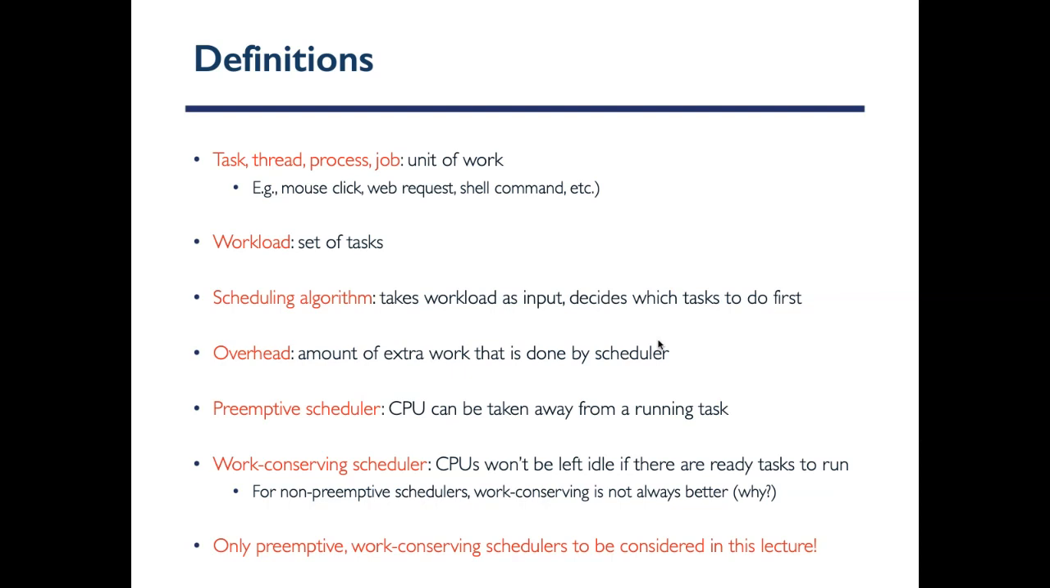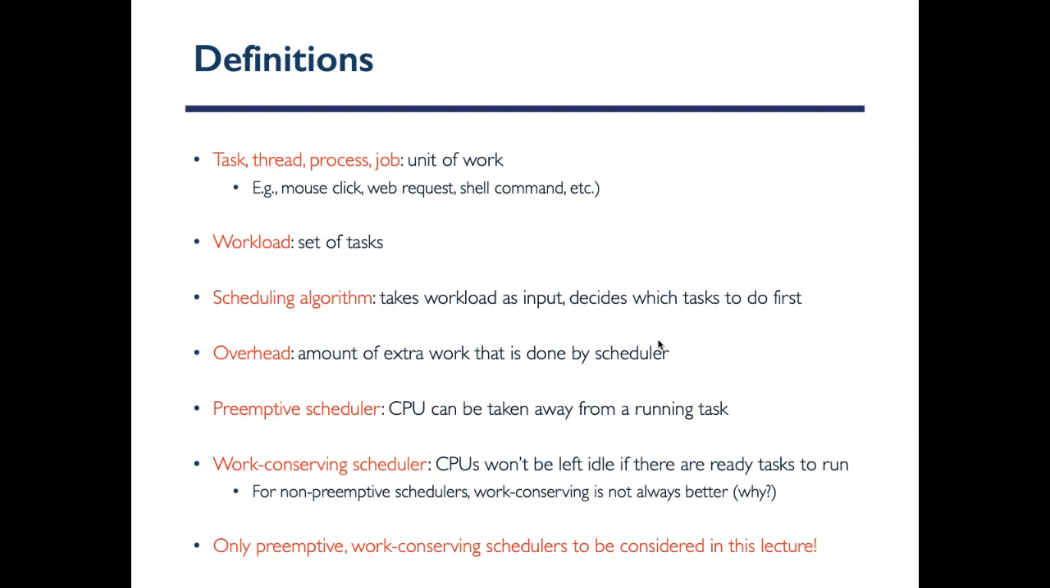And then we talk about workload. Workload includes a bunch of tasks. So it's a set of tasks that are given to a scheduler to schedule. Now, what is a scheduling algorithm? Basically, it's an algorithm that generates a schedule that tells you, given the workload, given the set of tasks, how they're going to be scheduled, which one is going to run first, which one is going to run next, and so on and so forth.